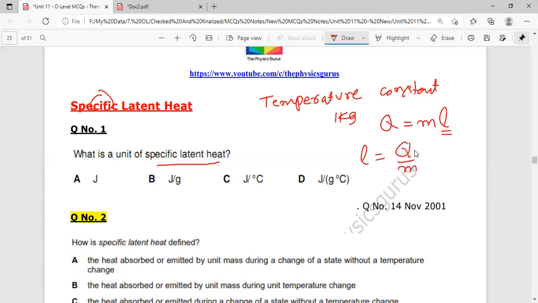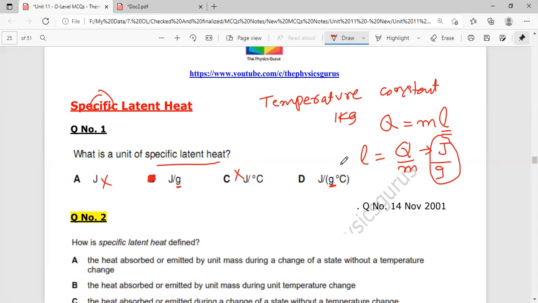Q stands for heat. The unit of heat is joules, and the unit of mass is kilograms or grams. Since here grams is given, we will link up with this gram. So which unit is now the correct unit? Joule per gram. So option B is the correct answer. Option A is the unit of energy. Then this is the wrong unit, joule per degree Celsius. Joule per gram per degree Celsius is the unit of specific heat capacity. So which option is correct? Option B is the correct answer.